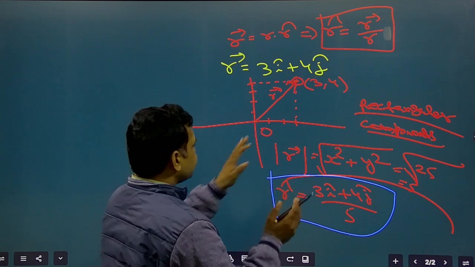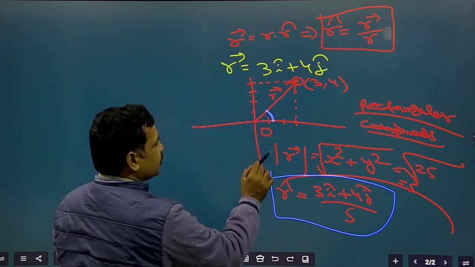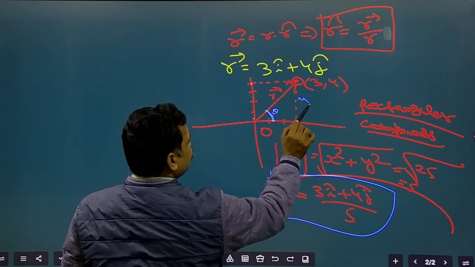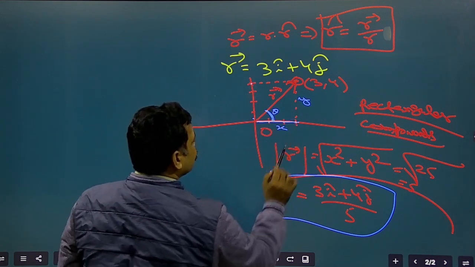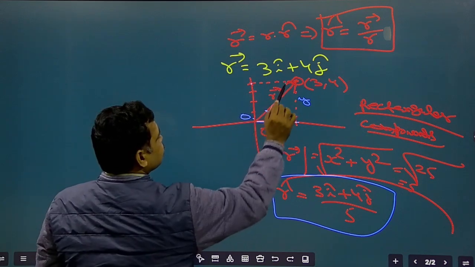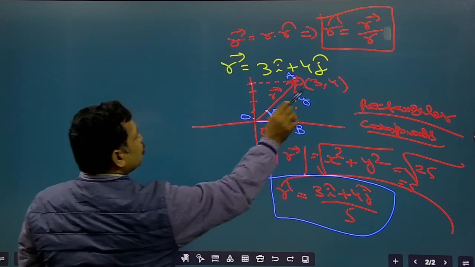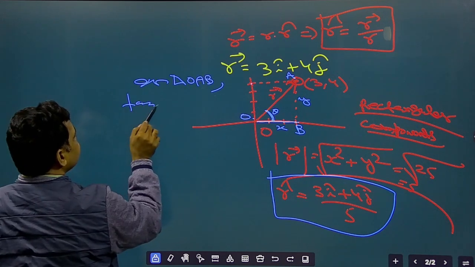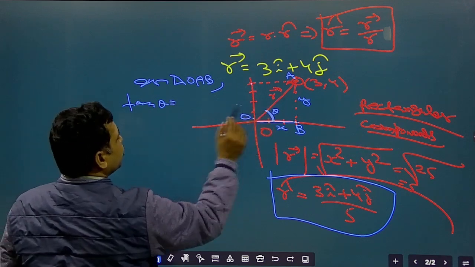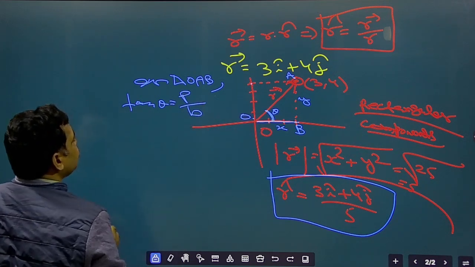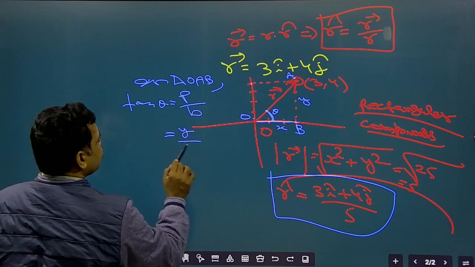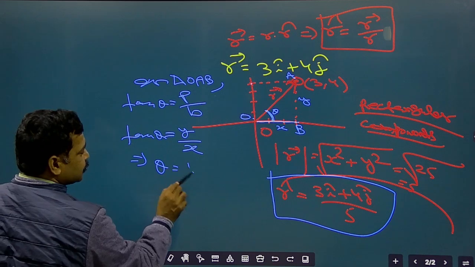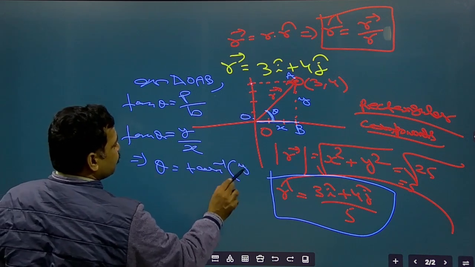Suppose someone asks what the direction is, so I have to mention theta. So you see here what theta will be. This is the vertical component, the y component, and this is the horizontal, the x component. If I consider this right angle triangle OAB, I can say tan theta is equal to perpendicular by base. So here I can write this as y by x. So for direction, theta is equal to tan inverse of y upon x.